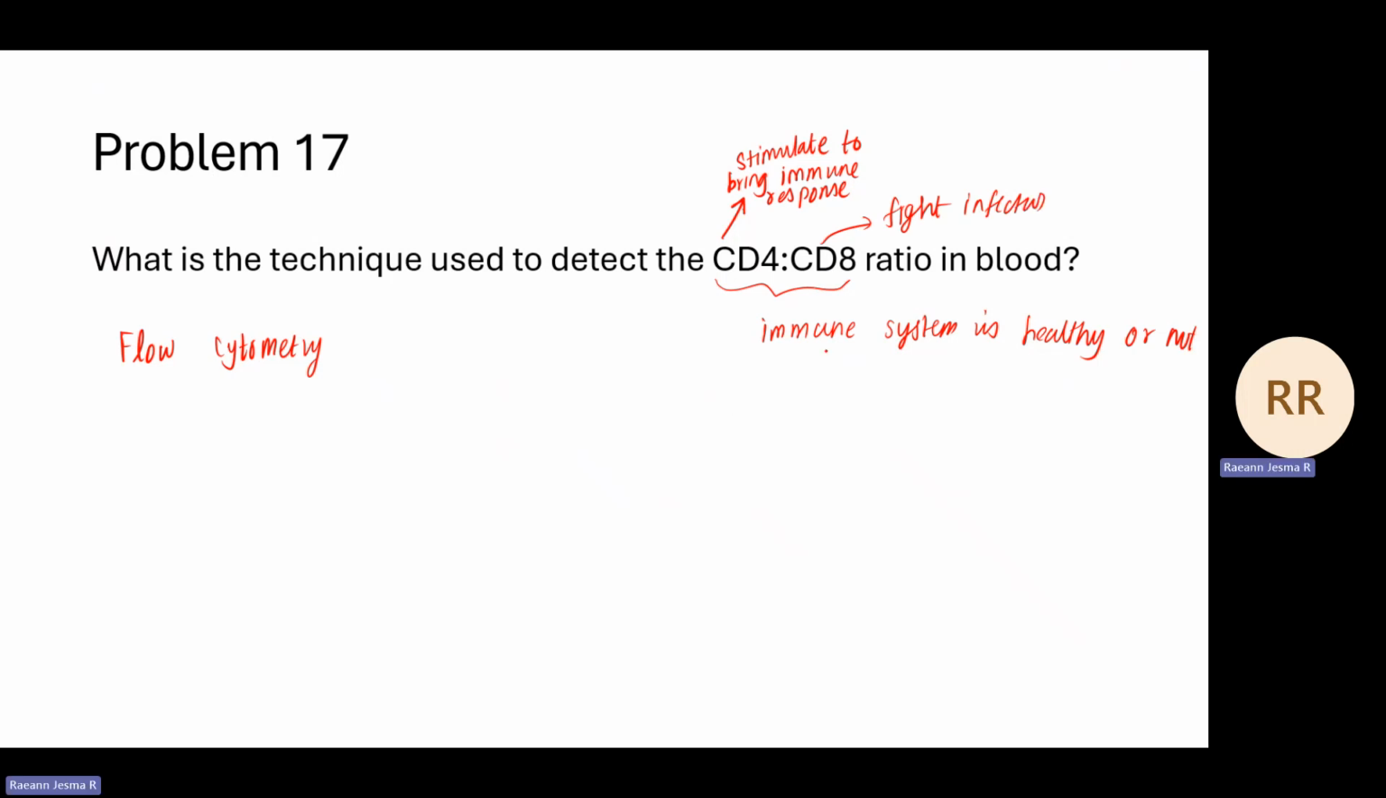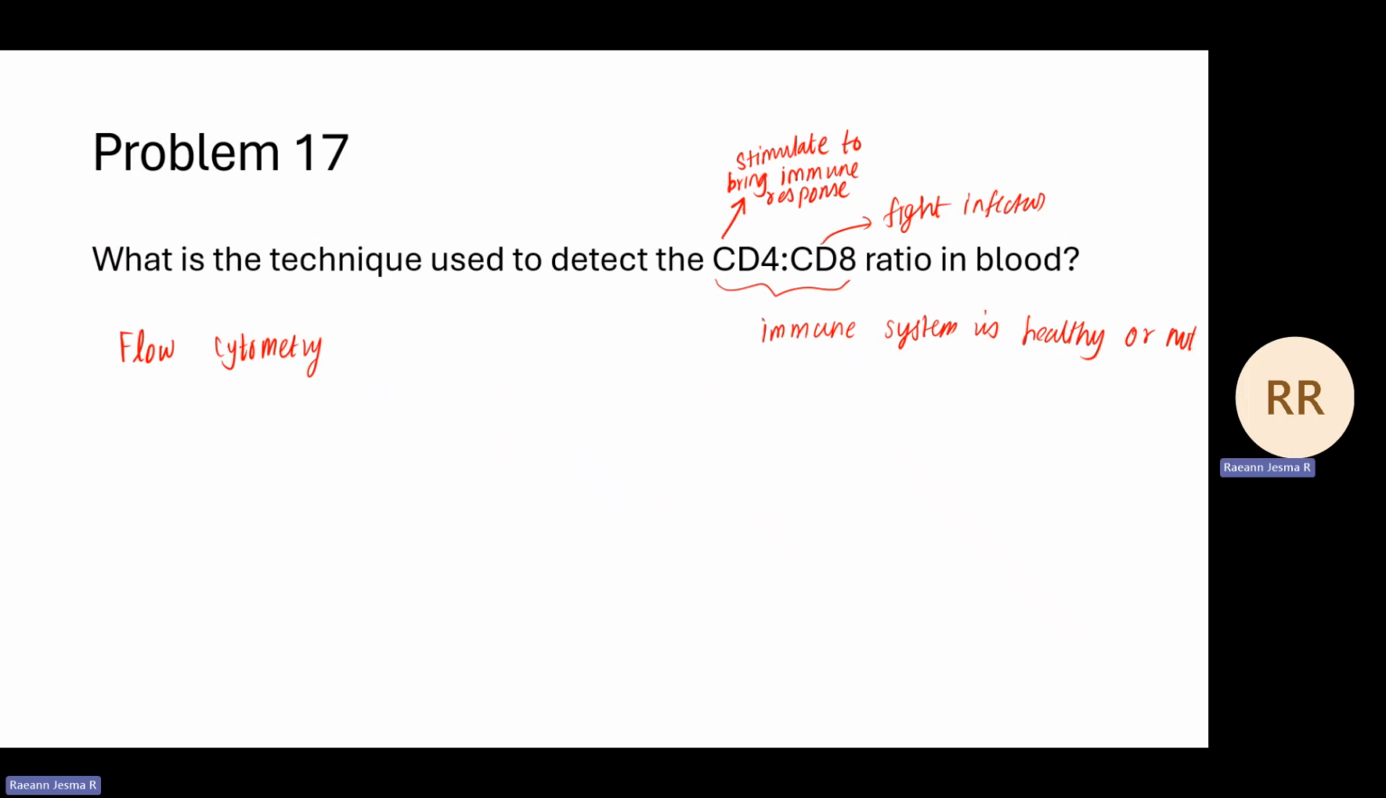So if your CD4 by CD8 is greater than 1, that means your cells that are used to stimulate immune responses are higher than your cells that are used to fight infection. That means your immune system is healthy. It means that your system is not fighting any infection currently. However, in the case of cancer and certain other diseases, the immune system will be trying to fight some infection. So the amount of CD8 cells will be very much higher compared to CD4, so your CD4 by CD8 count will be less.